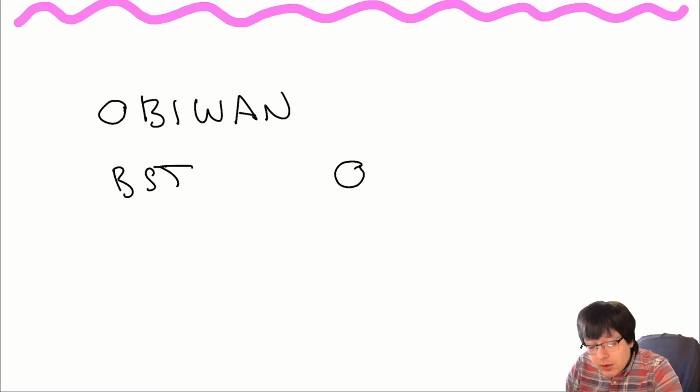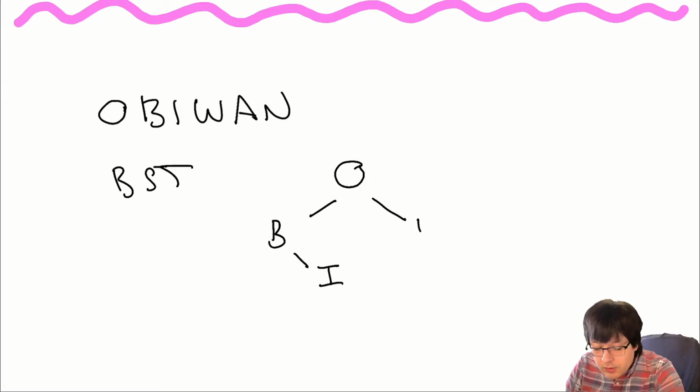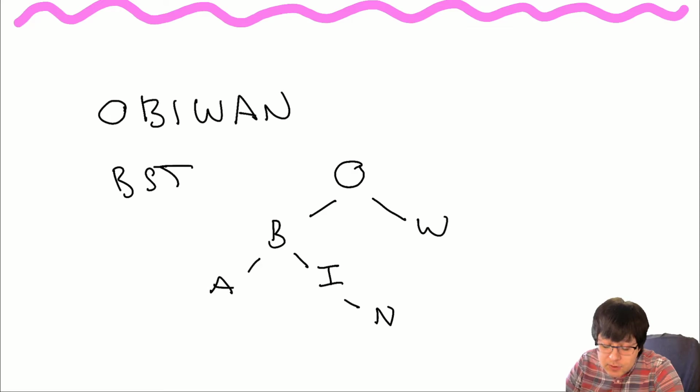So we started with the O, then the B is smaller than the O, so it goes on the left. The I is greater than the B, but smaller than the O, so that would go here. The W is greater than the O, so that's going to go there. The A is going to go here. And then the N is smaller than the O, but it's bigger than the I, right? So here. This is actually pretty balanced.